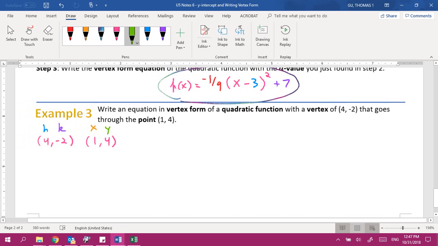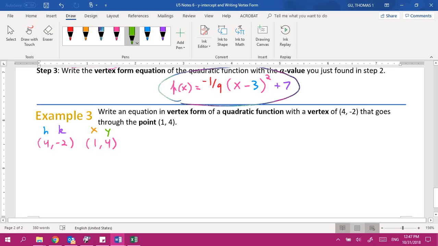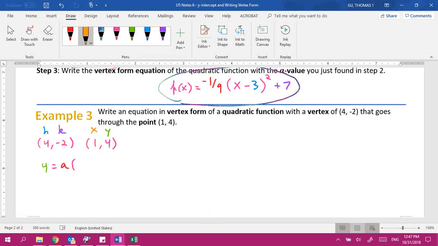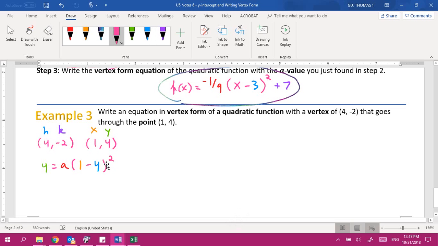All right, so now I'm going to put everything into the formula. It's going to be y first, which is 4 equals a, parentheses, 1 minus 4, parentheses squared, and then what goes at the very end? -2, that's right. So now we're going to solve for a.